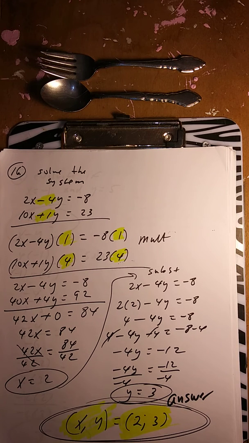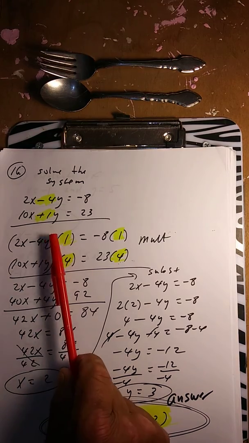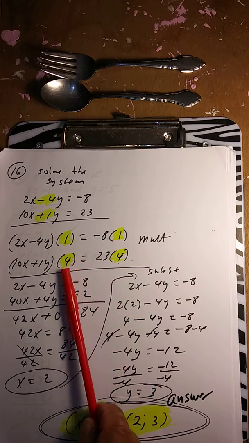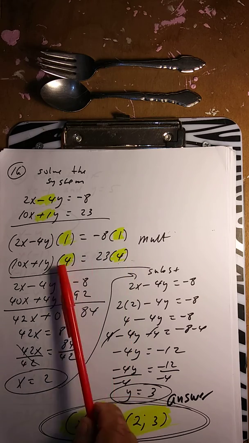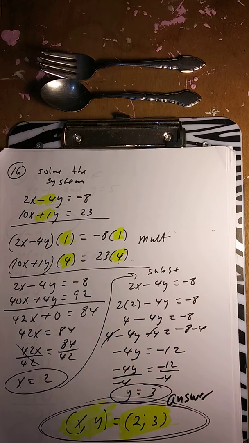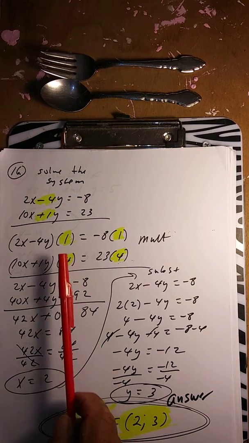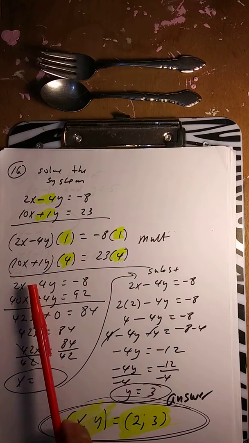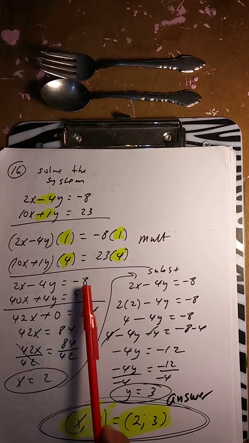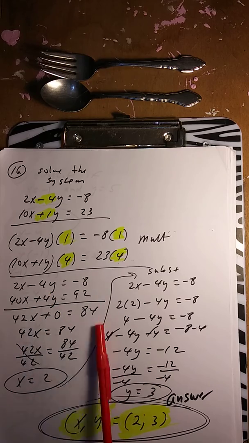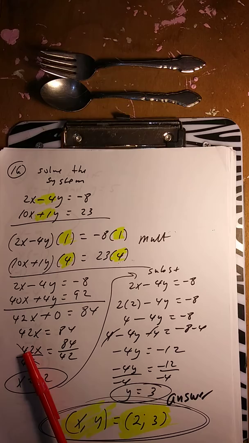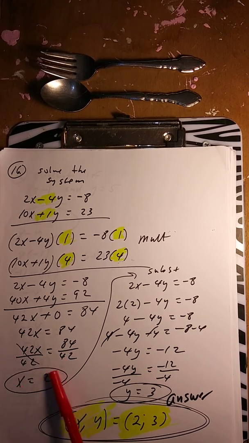Solve the system of linear equations. Alright, let's do this. I'm going to multiply this number, so I'm going to flip these two numbers right here around. So I'm going to put the 1, 1, the 4, 4. 1 times that, and 4 times that. And there's a plus and minus already, so I don't have to worry about that part. Now, 1 times this is this one. 1 times that is that. Now, 4 times that is this, 40x plus 4y equals 92. Now, add them straight down, and we see this is 42x plus 0 equals 84. So divide by 42, so x is a 2.